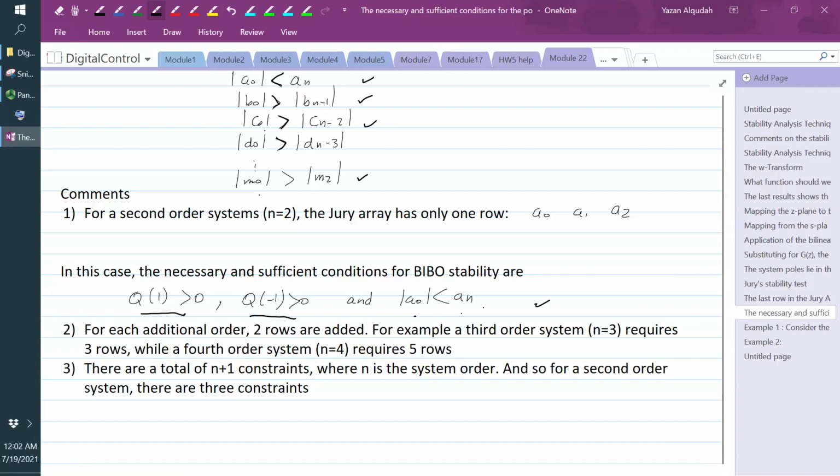Now for each additional order, 2 rows are added. So if we have a third order, this is going to require 3 rows, while a fourth order will require 5 rows. And again, there are n plus 1 constraints, where n is the system order. So for the second order, n plus 1 gives 3 constraints.